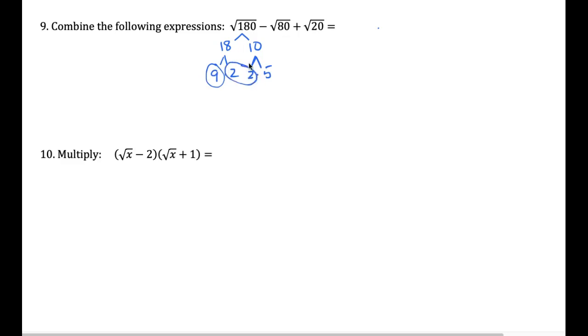We've got a perfect square here, which is the 4. So that's going to be 9 times 4 is 36. You could also do it that way if you'd like. So that means 180 is 36 times 5. 36 is a perfect square.